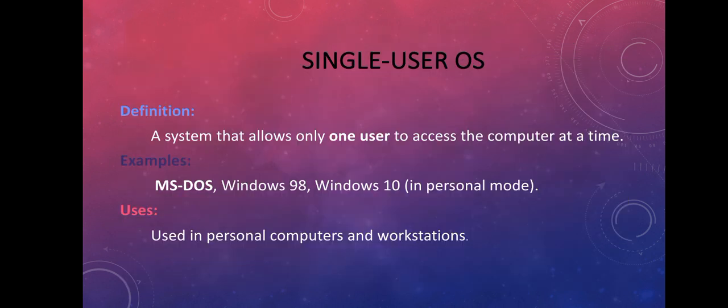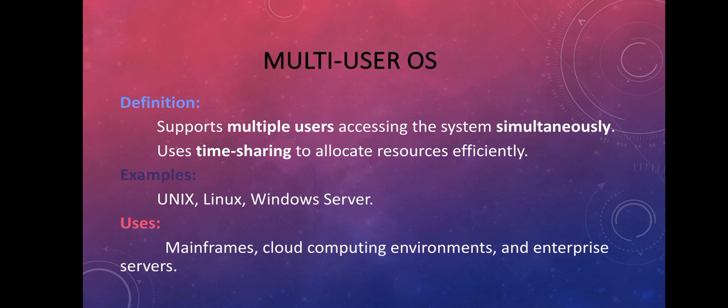The single-user versus multi-user OS. A single-user OS allows only one person to access the system at a time, like Windows 10 and MS-DOS, which is used in personal computers and workstations. On the other hand, the multi-user OS supports multiple users at the same time. Think about large servers running Linux or Unix, where multiple users log in remotely, which is used in mainframes, cloud computing environments, and enterprise servers.